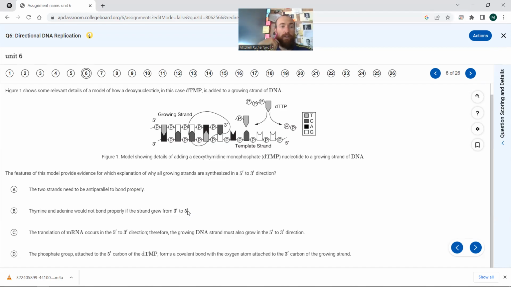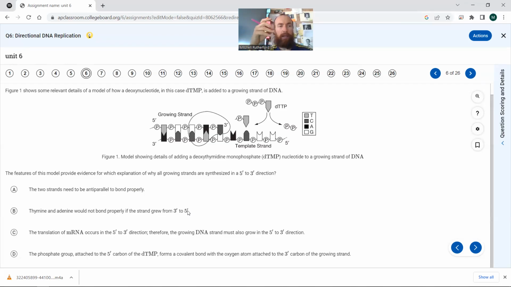C, the translation of mRNA. Well, we're not talking about translation here. The growing DNA strand must also grow in the 5 to 3. I don't like that one as much because it's talking about the ribosome, and here that's not what we're having. So maybe again, and then we just want to see if one pops up.